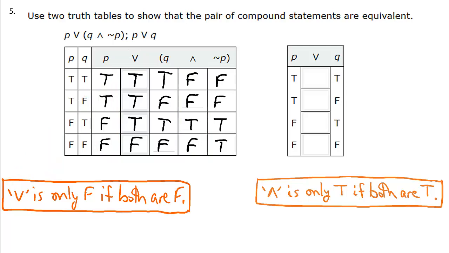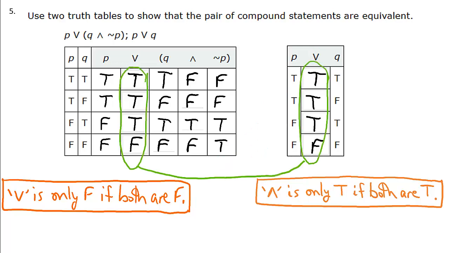Now let's go over and do the truth table for the simple statement, P or Q. Remember, an or is only false if they're both false. Well, there's only one place they're both false. That's the last row. Everything else is true. And now if you compare the truth values that you got from the first table with the truth values you got from the second table, you'll see that those two statements are indeed equivalent.